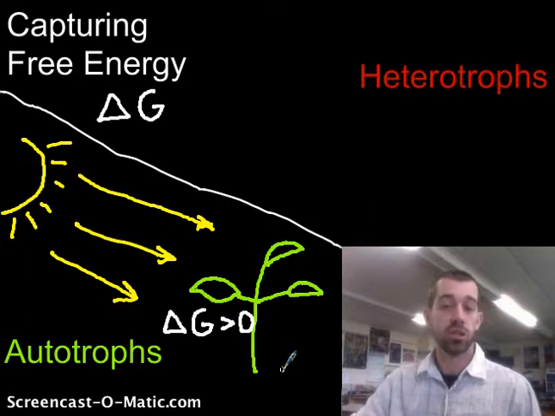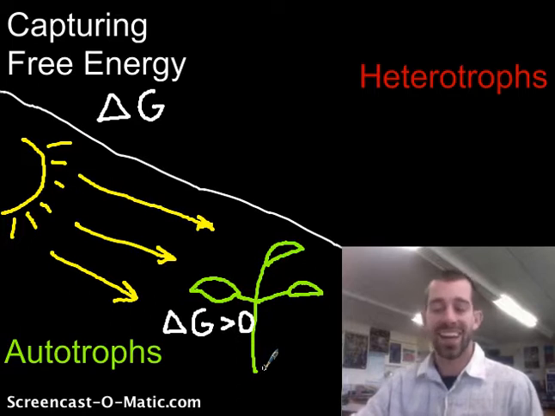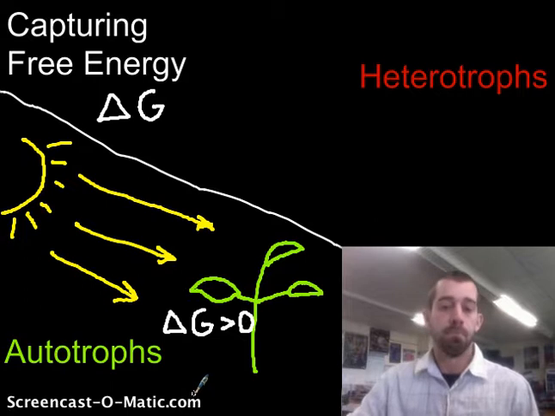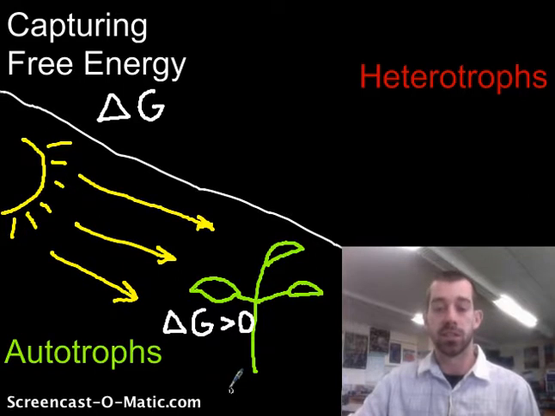Now they're also able to then release that energy. They store the energy as sugar, and then they're able to use that sugar later to energize themselves. In that case, when they're releasing that stored energy, delta G would be less than 0. But autotrophs are able to do this. They're able to take energy from the environment and store it as energy that they can use.